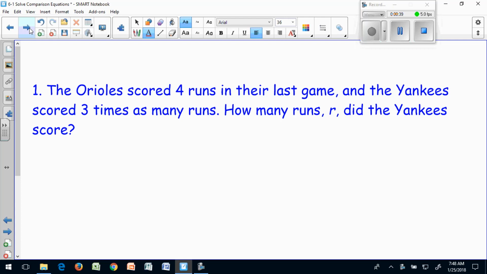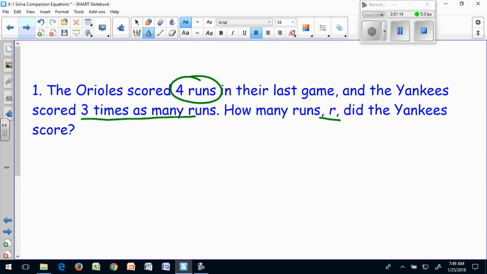Let's start with number 1. The Orioles scored 4 runs in their last game, and the Yankees scored 3 times as many runs. How many runs did the Yankees score? So if I look at the information I have, I know that the Orioles scored 4 runs. That's given to me. But I know I need to find out what R is, and that is the Yankees' runs. It does tell me that the Yankees scored 3 times as many as the Orioles.